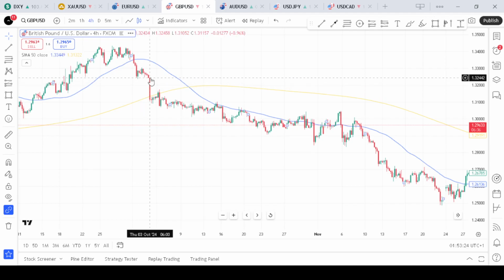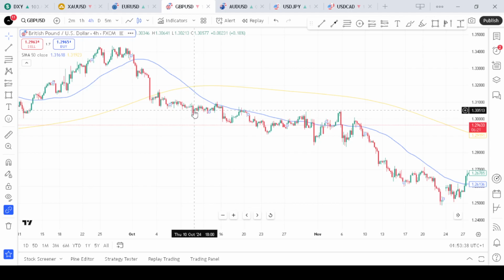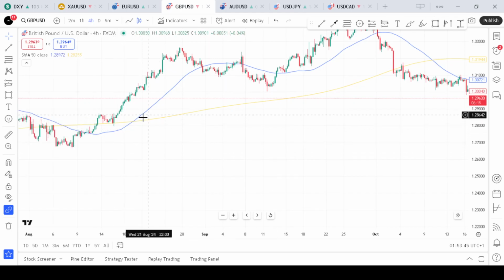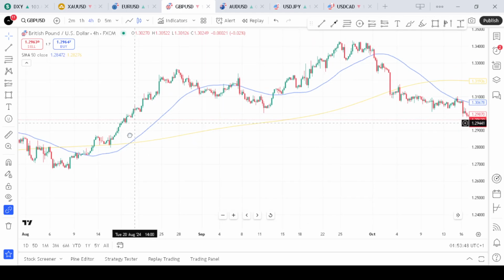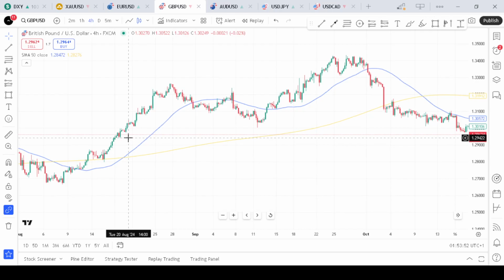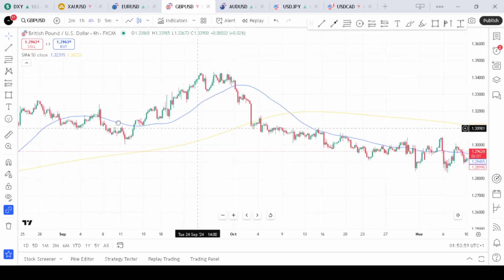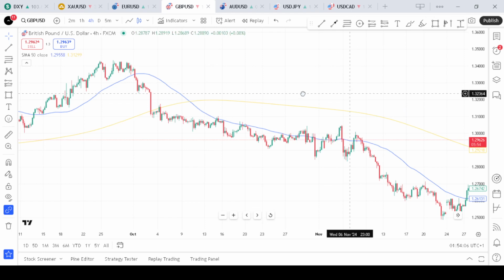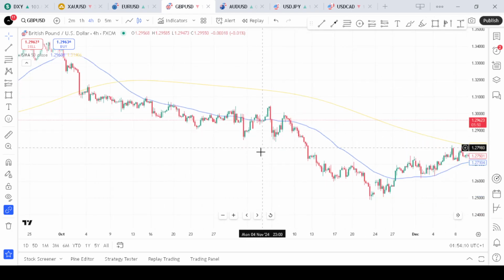The third step is to identify the crossover. You have to watch out for the crossover between your chosen simple moving averages. A golden crossover occurs when the short-term moving average, which is this blue line, crosses above the long-term moving average. So when the short-term moving average crosses above the long-term moving average, this signifies a golden cross, which indicates a potential bullish trend. Conversely, a death cross occurs when the short-term moving average crosses below the long-term moving average, when the blue line crosses below the yellow line. This indicates a downtrend with the short-term SMA below the long-term SMA.